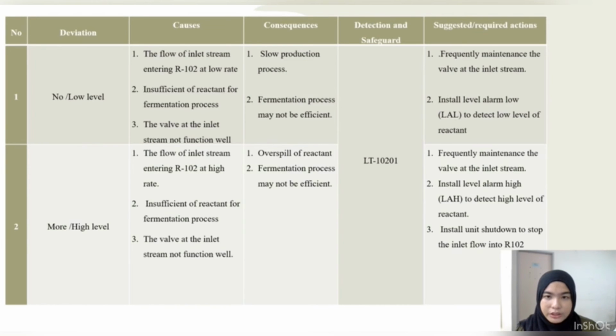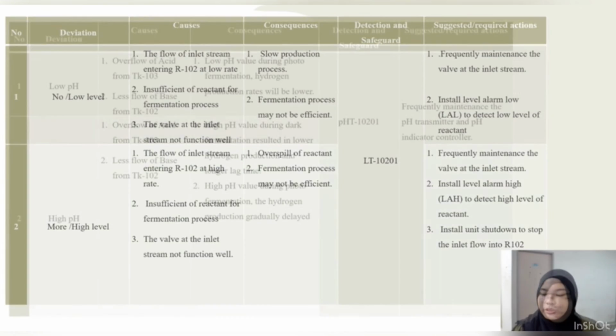So, in order to solve the problem, we install the LT10201. Then, the suggested actions: firstly, frequently maintain the valve at the inlet stream. Secondly, install the level alarm low to detect the low level of reactant. And lastly, install the shutdown to stop the inlet flow into the fermenter.